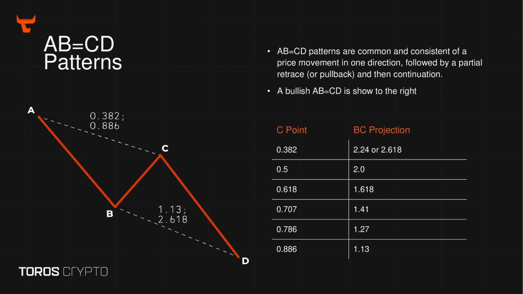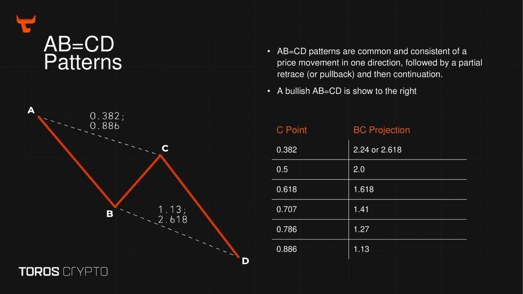I am showing a bullish ABCD structure on my screen, and as you can see, the A to B leg is followed by the C leg, and this should be between a 0.382 to a 0.886 retrace. After that, you're projecting the B to C leg down, so that should be a 1.13 to a 2.618.